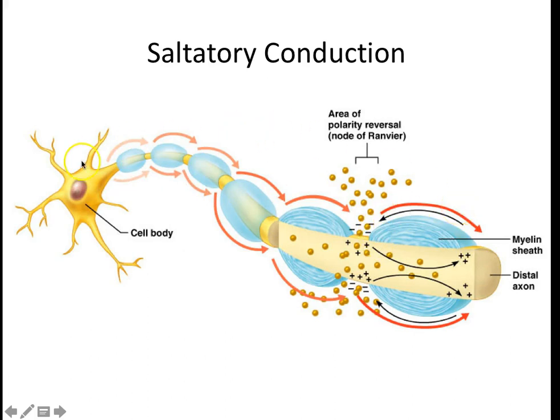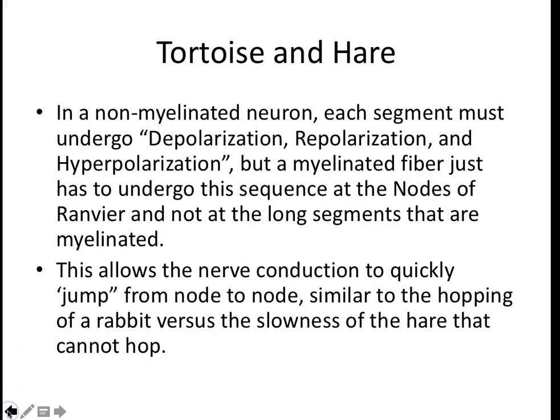That's why you go 50 miles an hour if you have to go all the way down without the myelin sheath. When you've got saltatory conduction and you've got the myelin sheath, and the only place you have to depolarize, repolarize, hyperpolarize is the node of Ranvier, you can hop. So hop, hop, hop, hop, hop, hop. You're at the end. Now I want to go back to this slide, the tortoise and the hare.